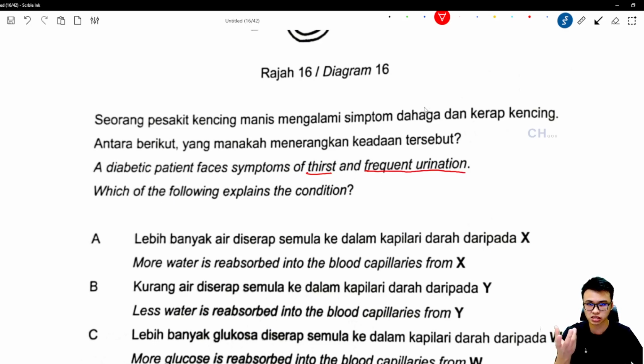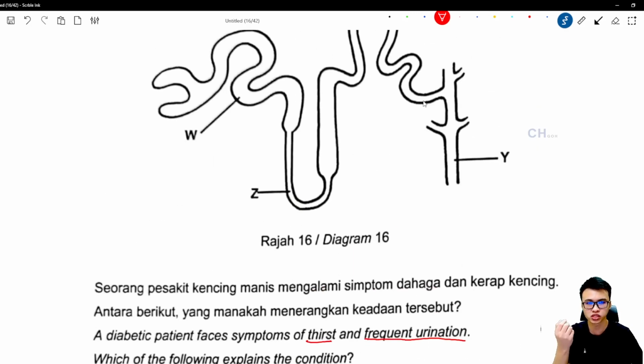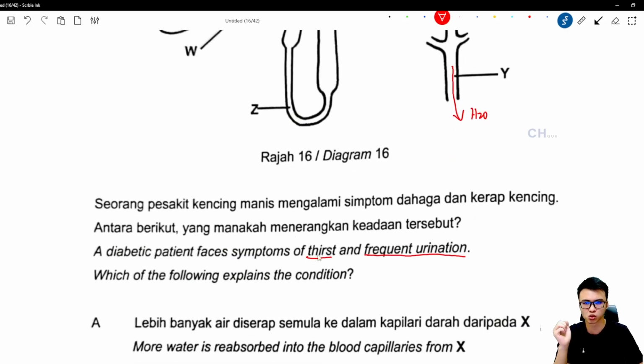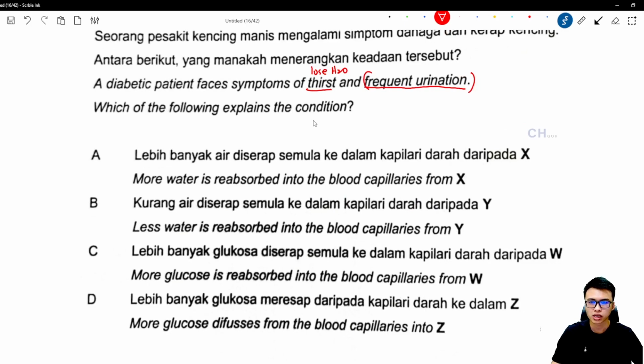When you're feeling thirsty and you have a frequent urination, it means that the nephrons remove a lot of water, so your body starts to lose a lot of water, and you have frequent urinations because all the water went to the urinary bladder already. Okay, it went to the urinary bladder for urinations. Okay, why is this so?